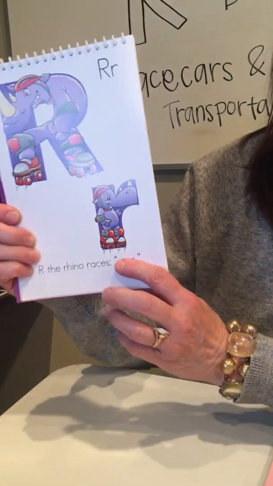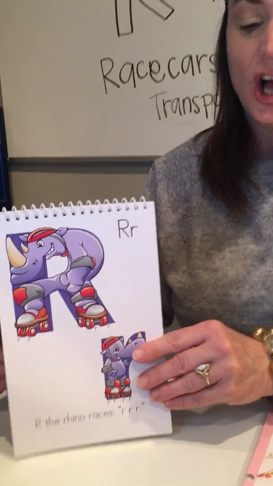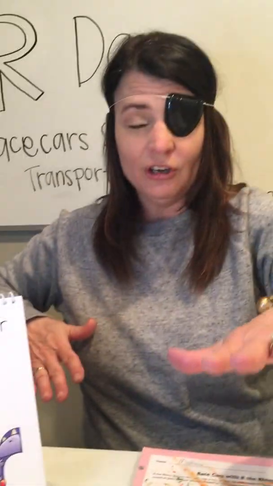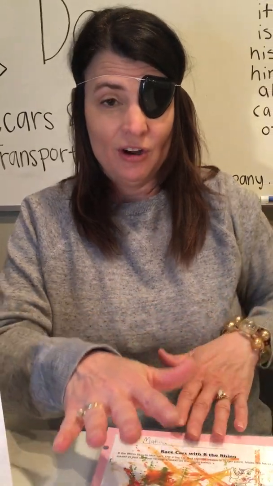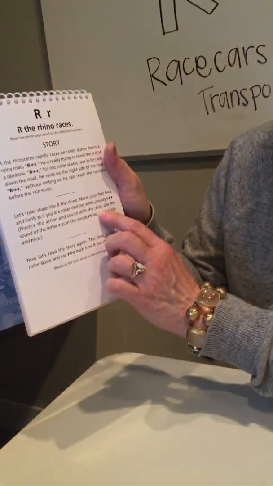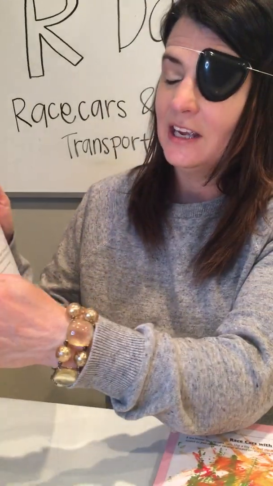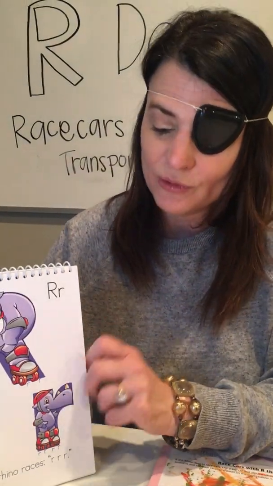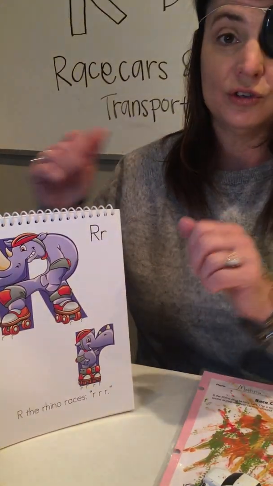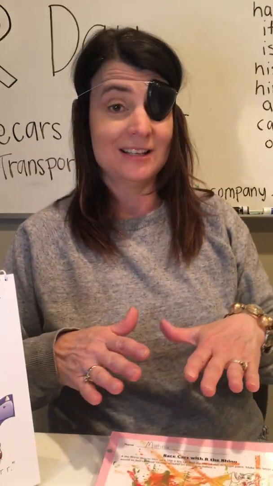And as he roller skates, the skates on the road make the sound. Pretend your hands are the skates making that sound. If you forget the action, it's right here on the back of the book. Let's hear in this song about how R the rhino is skating down the road. You can do this action with me while it's done in the song.